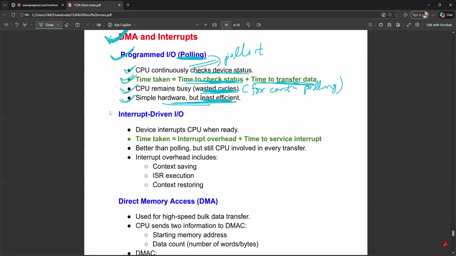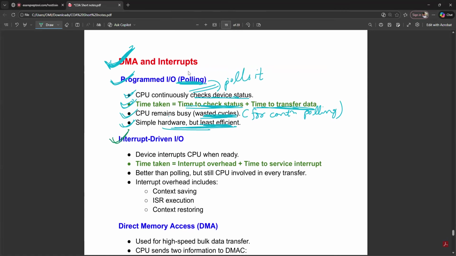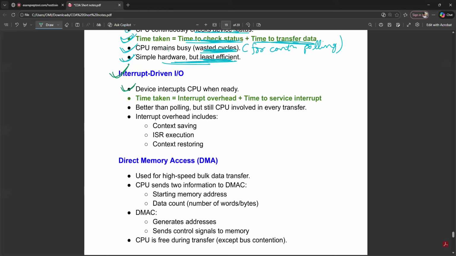Okay. Now next one, interrupt driven IO. So what is there in the interrupt driven IO? These are the IO types, IO methods. The device interrupts the CPU when ready, right? So there is the CPU, there is the IO device. The IO interrupts the CPU only when data is ready.